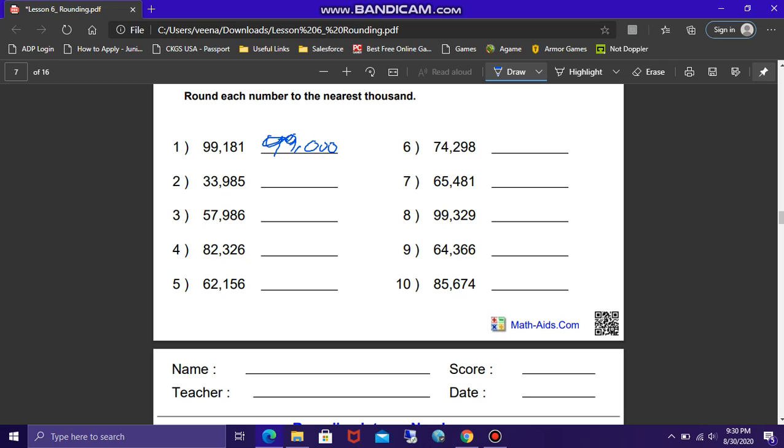Next, we're doing 33985. 5 is equal to 5, so that will round up, which will give you 990. 9 is greater than 5, which will give you 1000. So add the 1000, which would be equal to 34,000. Here, 6 higher than 5, so that would round up to 990. The 9 higher than 5, so that'd be 1000, so that'd be 58,000.